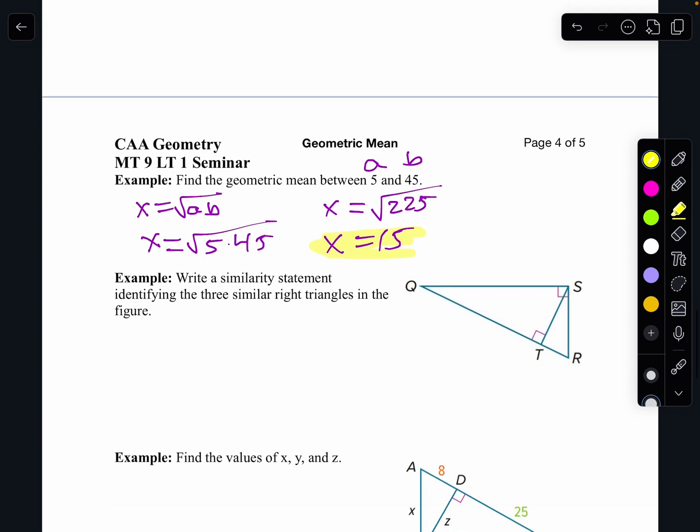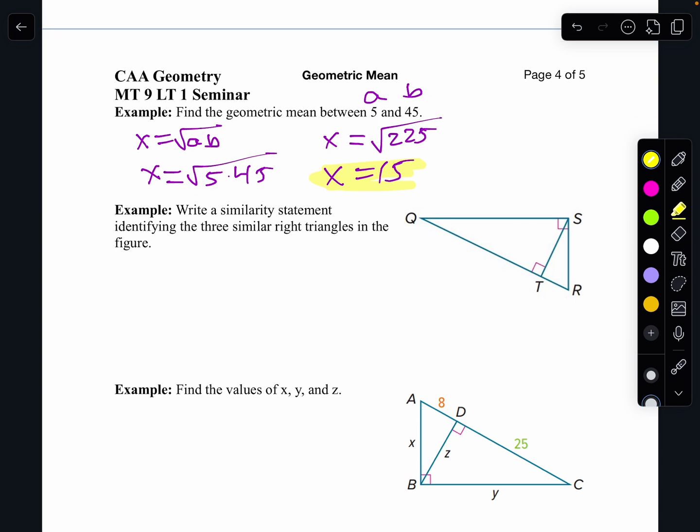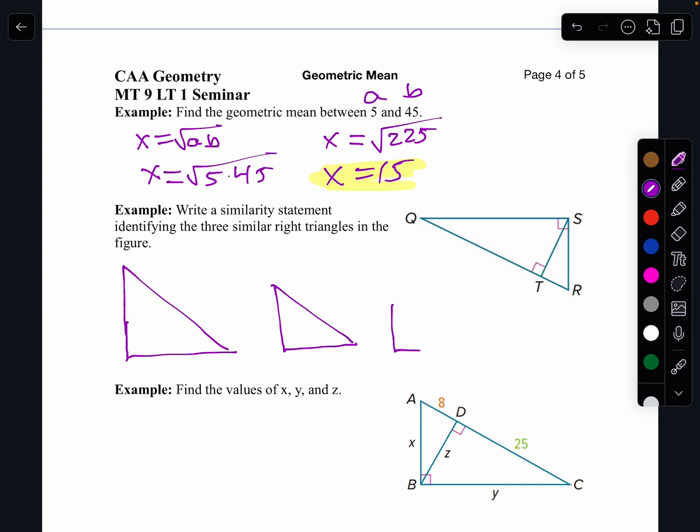Now, if we apply that on our next one, using the same thing we just learned on the previous page, I'm going to take these 3 triangles. I'm going to write them out so they look the same. So I'm going to say, here's my big triangle. I've got a medium-sized right triangle. And I've got a smaller right triangle. Notice in my big triangle, my right angle is at S.